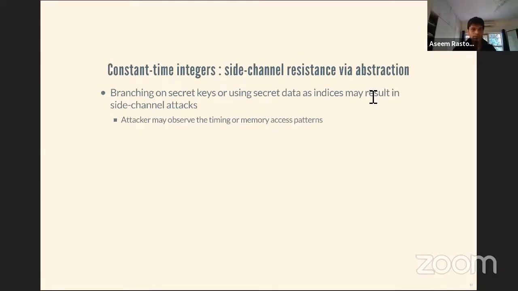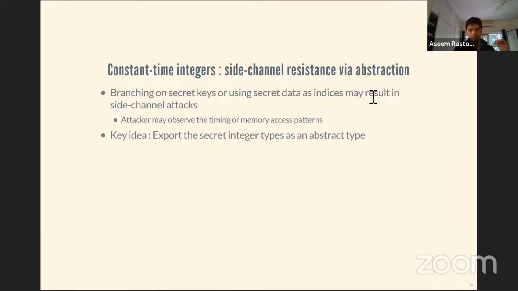Similarly, if you use secret data as array indices, then an attacker who's able to observe the memory access patterns may figure out something about secrets. So in Low*, we have a way to get around this and make sure that our code is side channel resistant. And it goes back to the abstraction that I talked about in the last session. So the key idea is to export secret integer types as an abstract type.